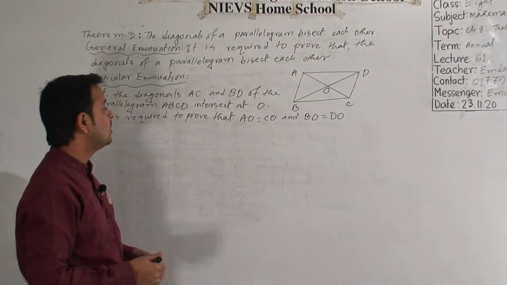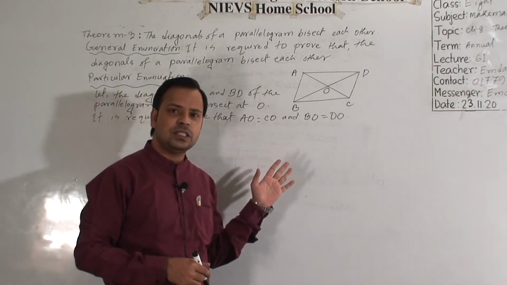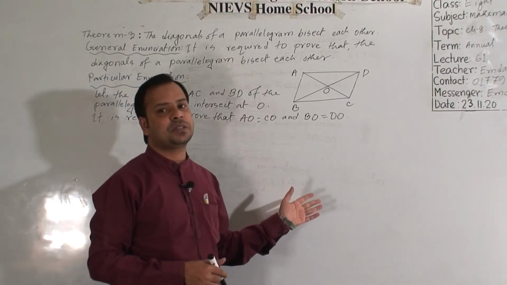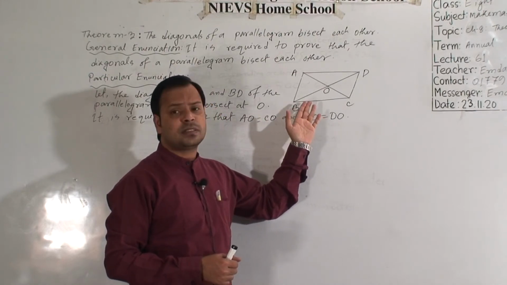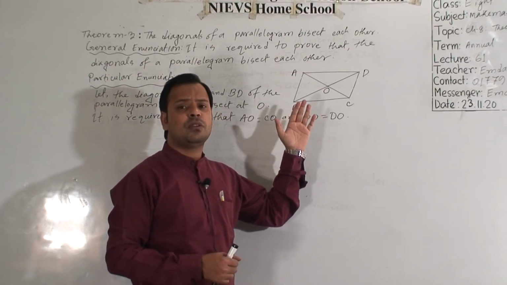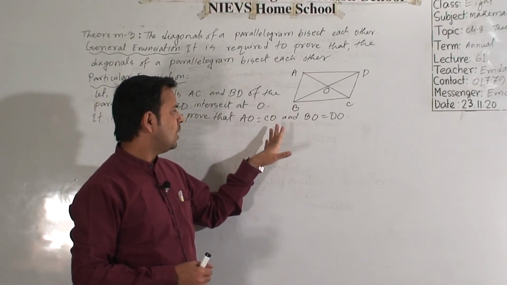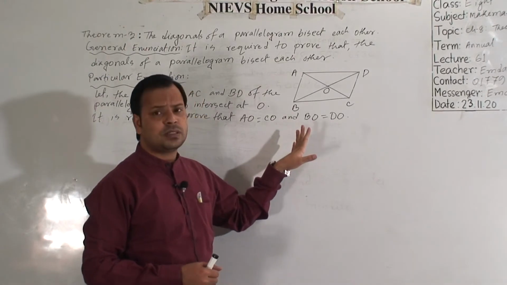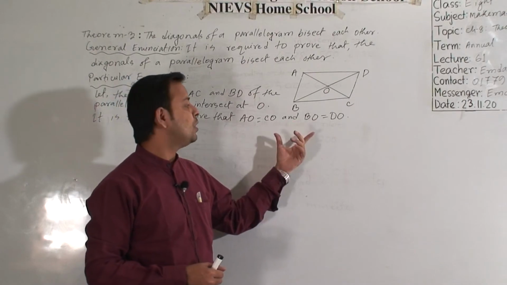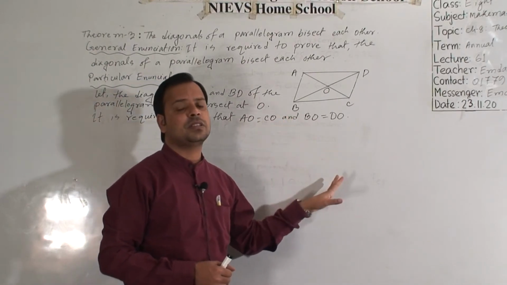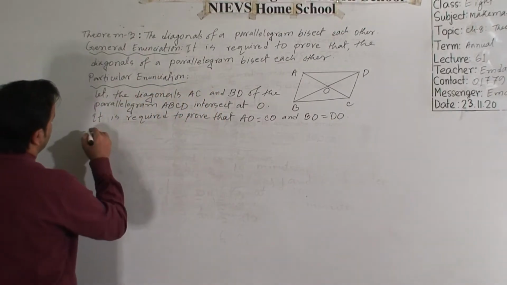To prove this, construction is not needed here, so we will not write the step construction. If any extra part is necessary to draw to prove, then construction is needed. To prove this, there is nothing extra to draw, so we will not write the step construction. Now we will go to the step proof.